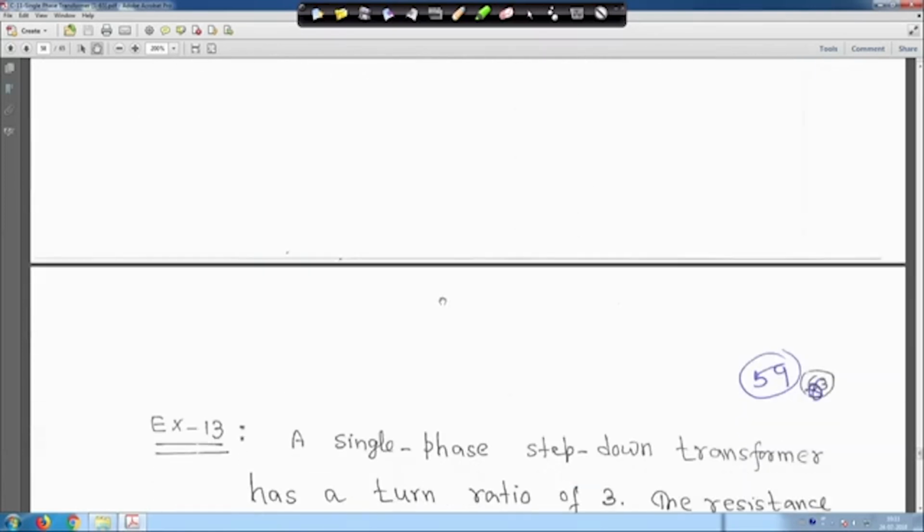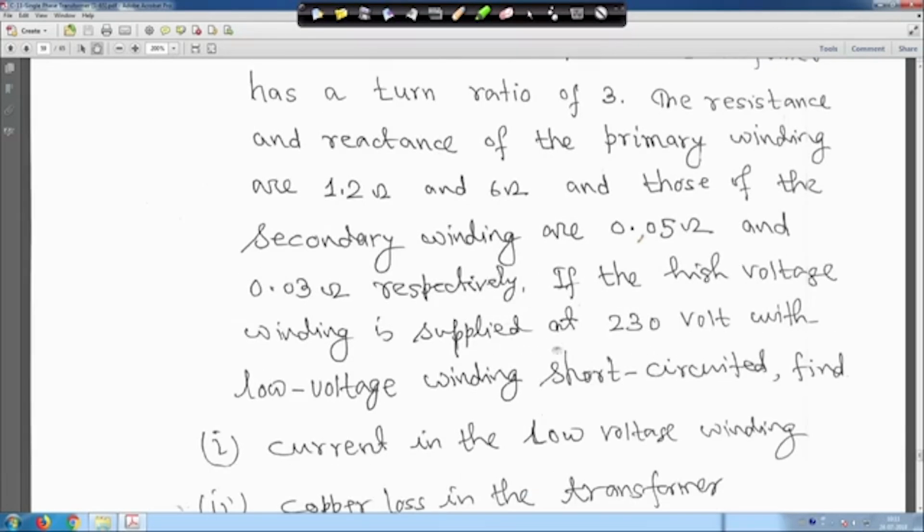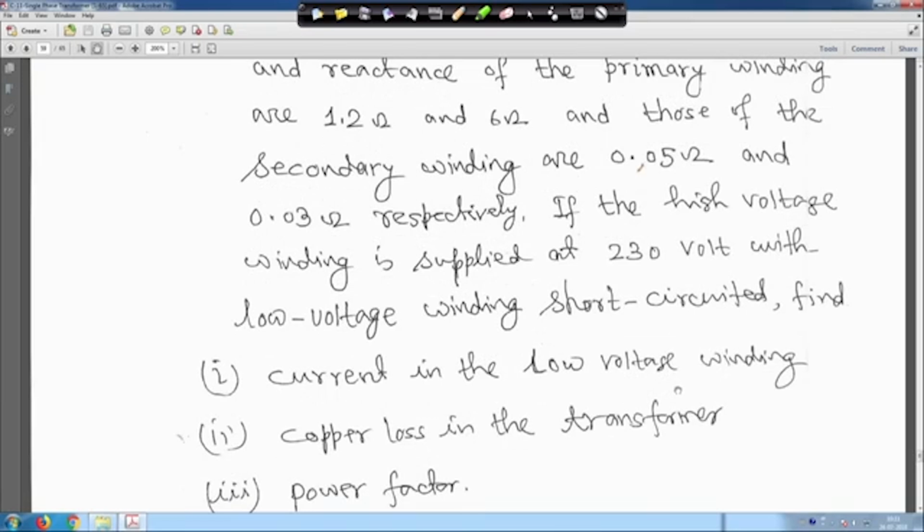Now, next one is example 13. Here a single phase step down transformer has a turns ratio of 3, that is K is equal to 3. The resistance and reactance of the primary winding are 1.2 ohm and 6 ohm, and those of the secondary winding are 0.05 ohm and 0.03 ohm respectively. If the high voltage winding is supplied at 230 volt with the low voltage winding short circuited, find the current in the low voltage winding, copper loss in the transformer and power factor.